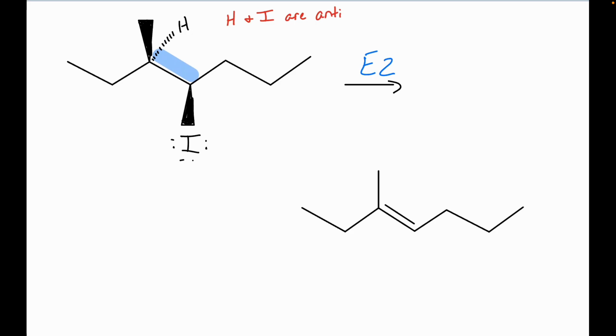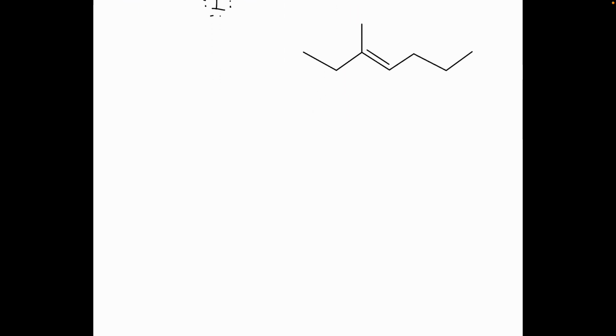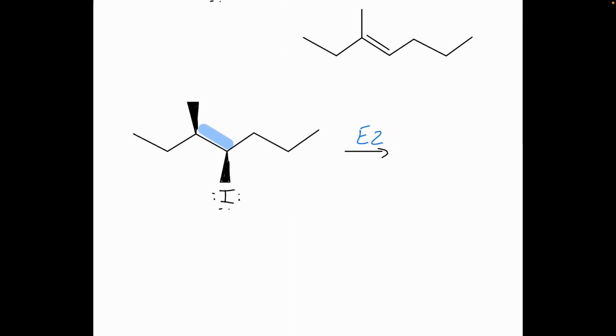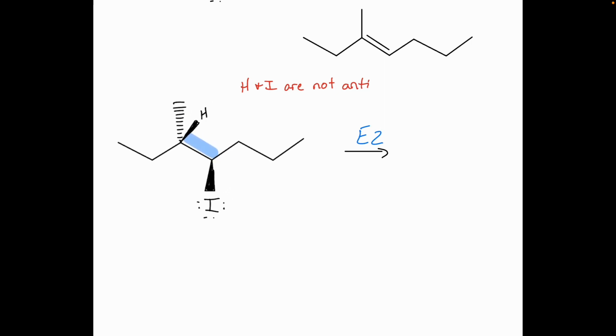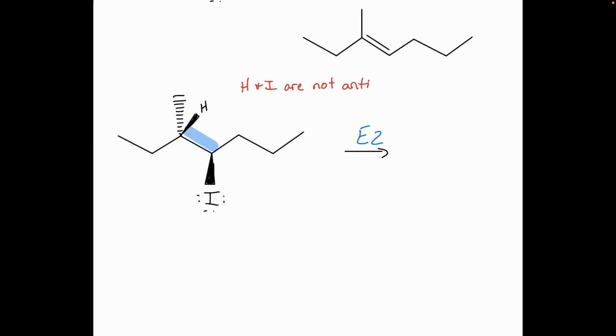All right, so then obviously the next step is like, what the heck do we do if they're not already anti? Right, so let's do a similar example. But now instead of this methyl group being on a wedge, on a dashed bond, if I put in my hydrogen, now my H and I are not anti. So what am I going to do to figure out what my product is? We need to rotate to put the hydrogen in the back.